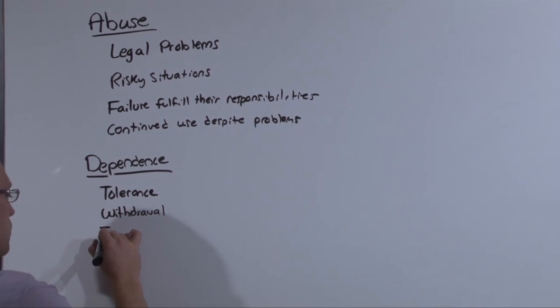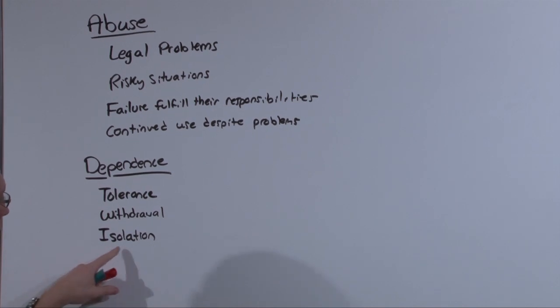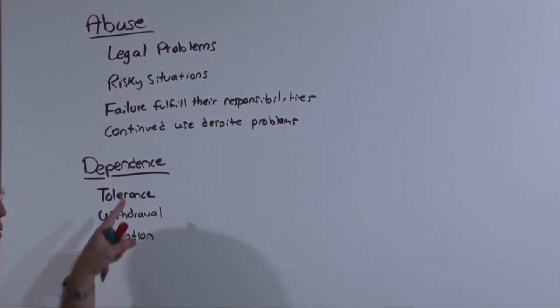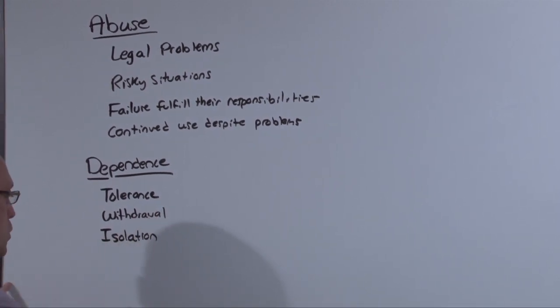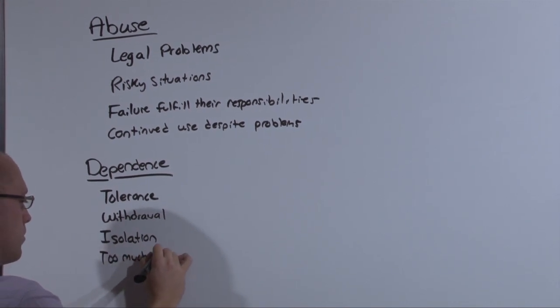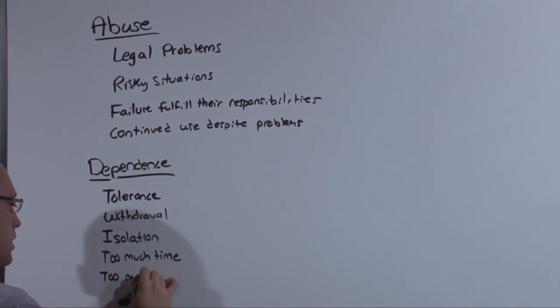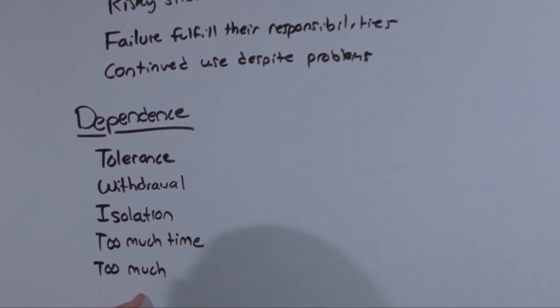People with dependence will also find themselves in isolation because either people don't want to be around them or they only want to be around people who use. They'll spend too much time trying to get it. And they'll sometimes take too much. That is, there is risk for overdose.